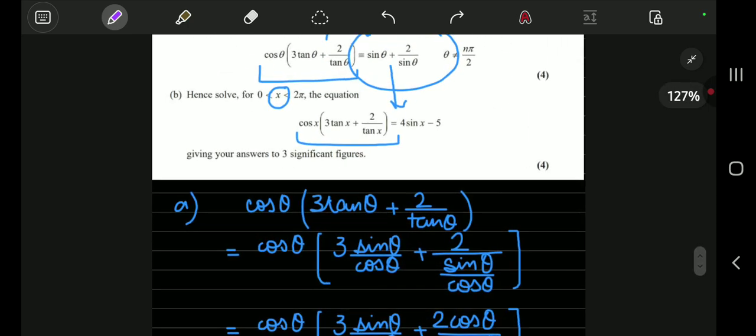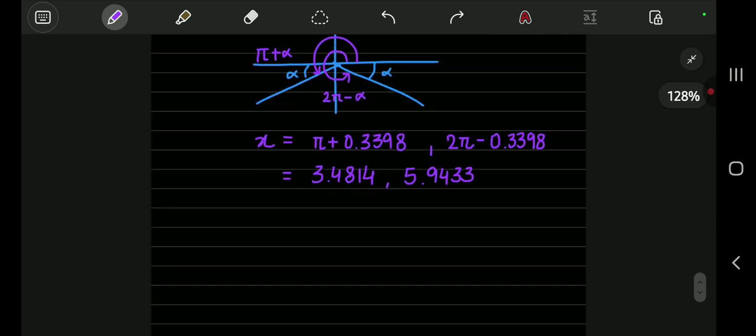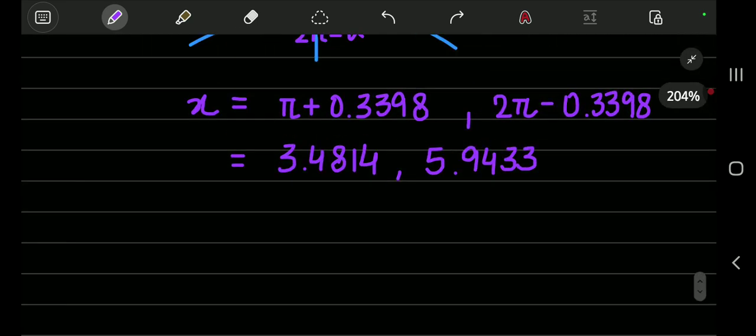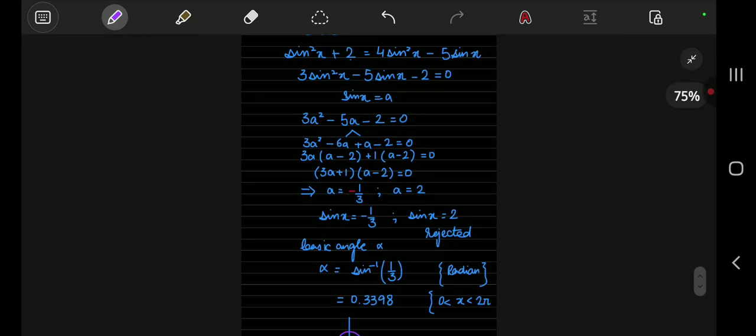Giving your answer to 3 significant figures, it is going to be 3.48 and 5.94. Okay, that's all about your question 10.